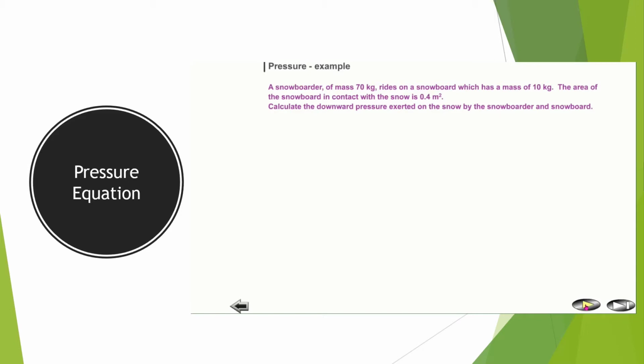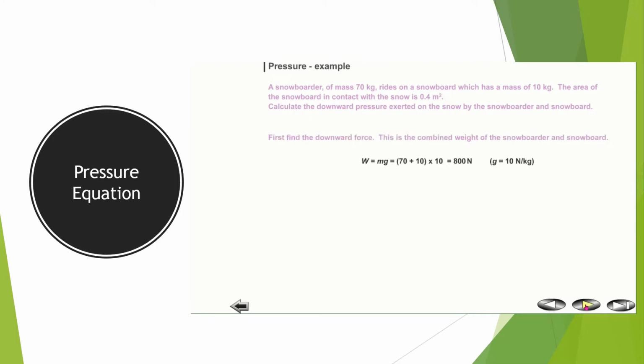Here we take g as 10, although it's 9.8 newtons per kilogram. First, find the downwards force, the weight of the snowboarder and the snowboard, so you can add the masses together. That's 70 kilograms plus 10 kilograms times 10, or if we're doing it properly at National 5 level, times 9.8 newtons per kilogram, which gives you 800 newtons or thereabouts. Force over area gives you your pressure. Your force is 800 divided by your area, 0.4, which gives you 2,000 pascals or 2,000 newtons per square metre.